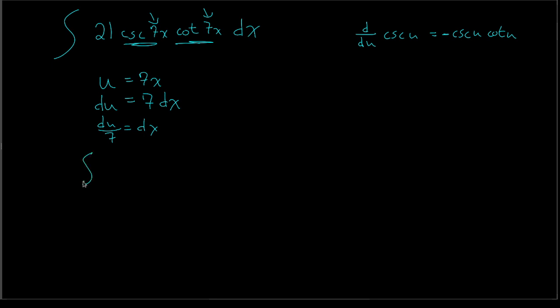So if I rewrite this now, wherever I see 7x, I can replace it with u. And wherever I see dx, I can replace it with du divided by 7. Well, I'll bring the divide by 7 up front here. So by setting the substitution and taking the derivative, we have set things to replace directly.